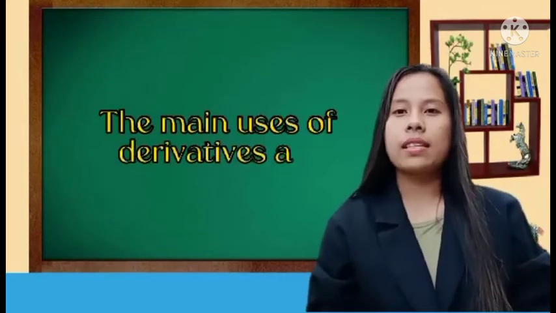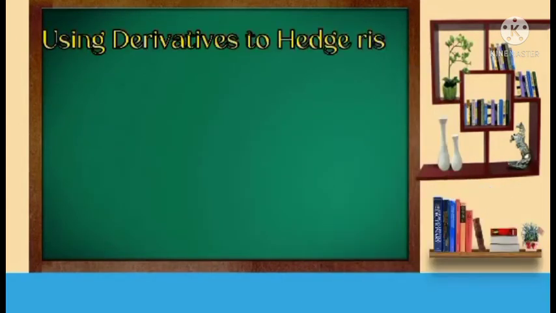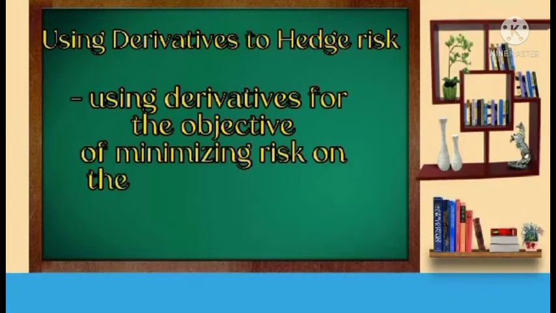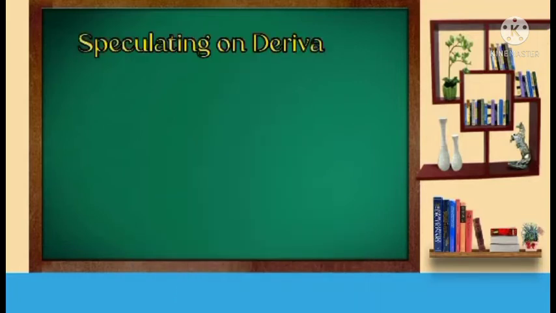The main uses of derivatives are the following. First, using derivatives to hedge risk, with the objective of minimizing risk in the physical market. Individuals or businesses use derivatives to limit their risks in the physical market and give them an insurance policy. Second, speculating on derivatives.